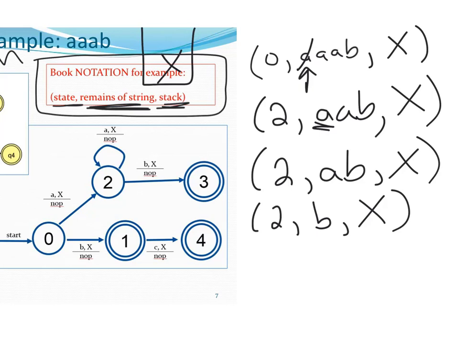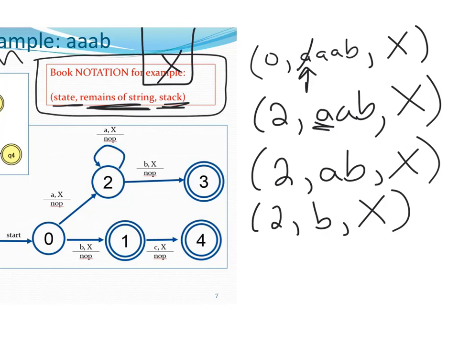Now I see a B, and I can't take that loop anymore because that loop needs an A. So I see a B, and this one looks promising. I have to check what's on the stack. An X. Yes, I have an X on the stack. So it says B, X, no-op. I use up that B, I don't change the stack, and I jump to state 3.